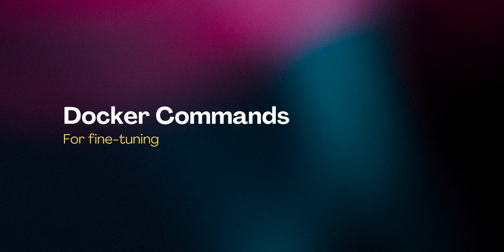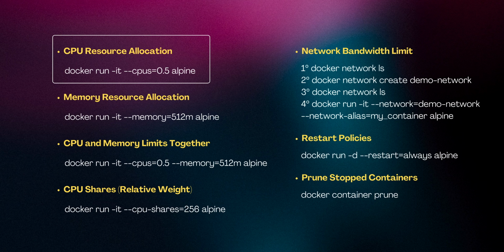Docker's run commands have various options that allow you to fine-tune resource utilization, and we'll share some of the examples now with you. The first one is CPU resource allocation. When using Docker, you can simply limit the amount of CPU and memory resources a container can use by running certain commands. To restrict the CPU usage to half a core, use the following command, which will be docker run -it and then specifying the CPU limitation to 0.5 using the Alpine image.